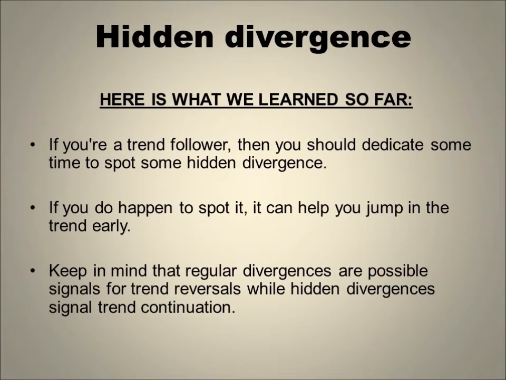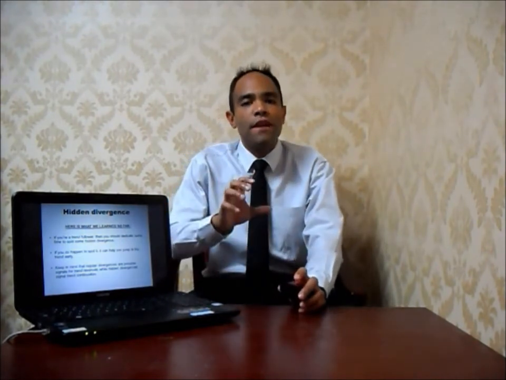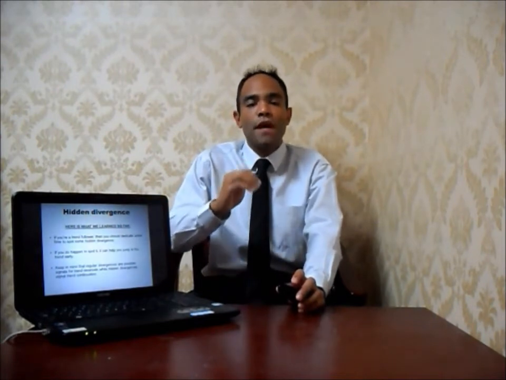So here's what we've learned so far about hidden divergences. If you're a trend follower, then you should dedicate some time to spot hidden divergences, because if you happen to spot one, it can help you jump in the trend easily. And also, we want to keep in mind that regular divergences are possible signals for trend reversals. Regular divergence, the trend will reverse. Hidden divergence, the trend may continue. So that's what investors are thinking when they trade on divergences.